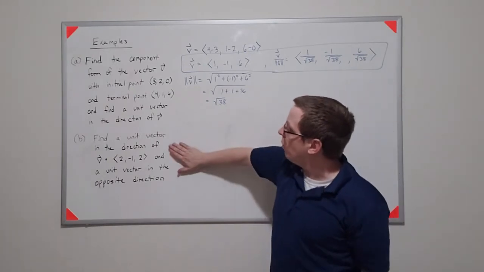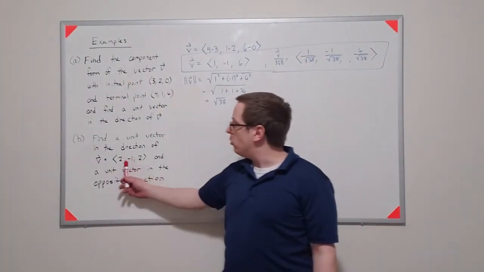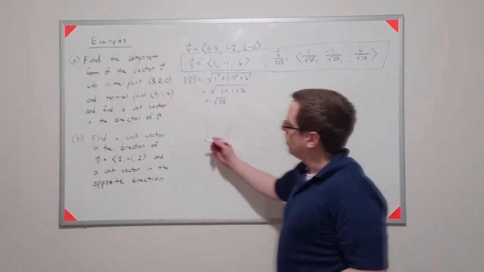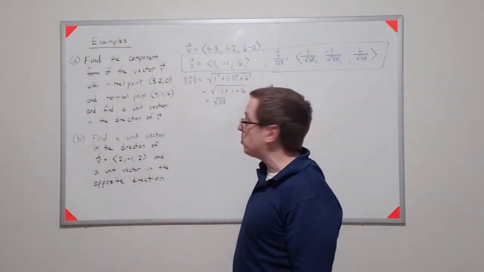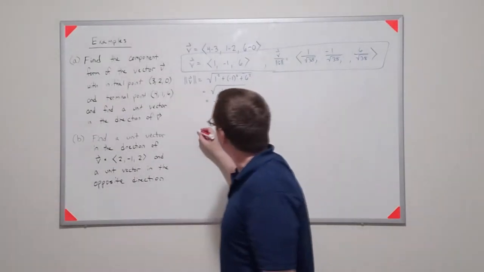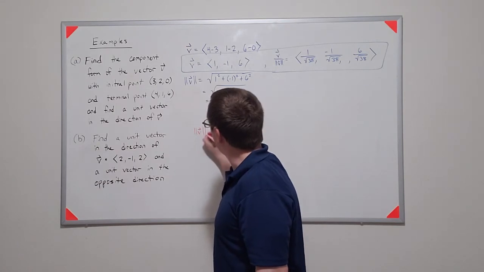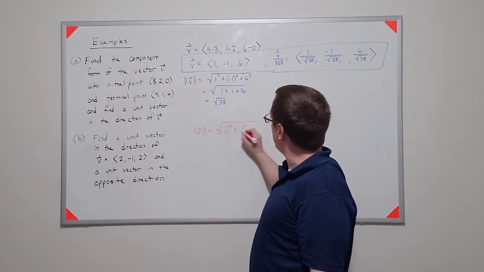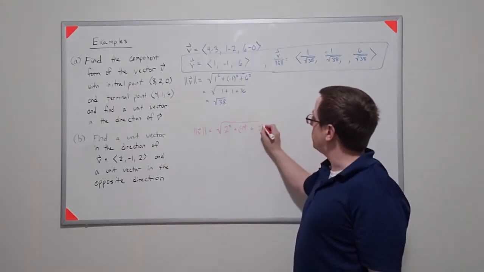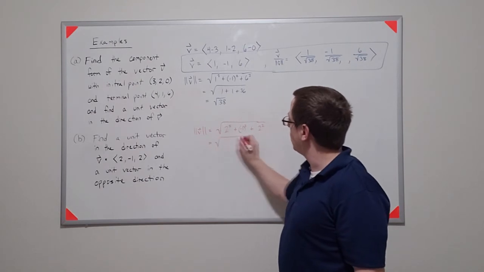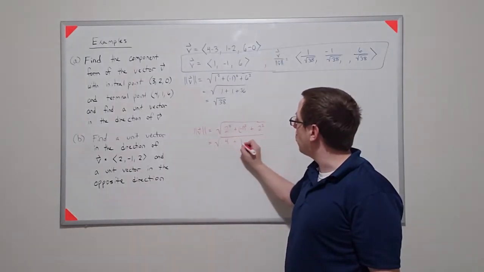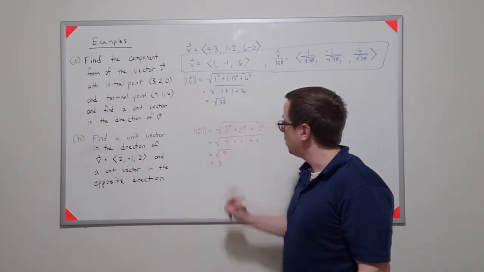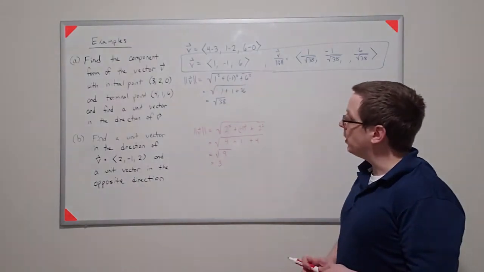So similarly, we want to find a unit vector not only in the direction of V, but we want to find one in the opposite direction. So we already have the vector here, so it's a lot similar to this problem, but now we can start at the magnitude. So that's 2 squared plus 1 squared plus 2 squared. So that's 4 plus 1 plus 4, which is 3. So simple enough.